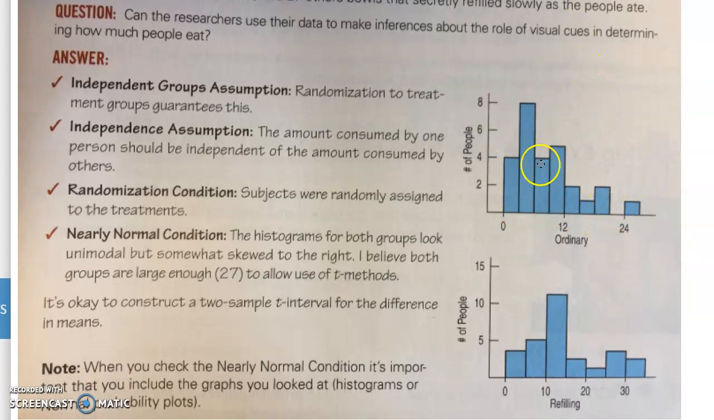Notice there is skewness, but it's not that strong, and there might be an outlier, but not really, not an obvious outlier for both groups. So you have to look at the graphs and say, okay, close enough.